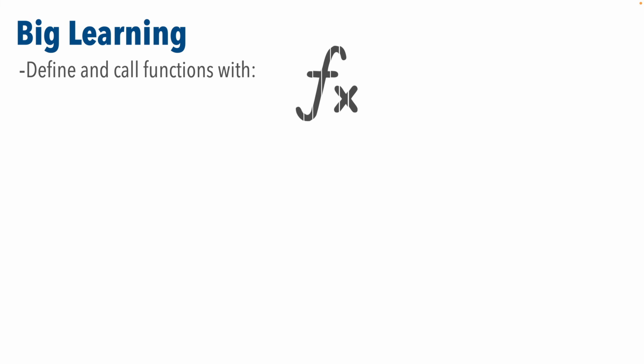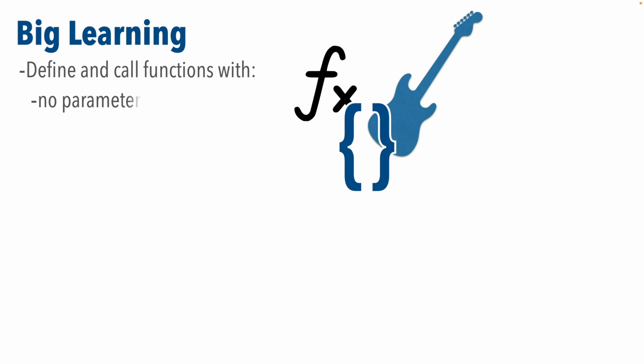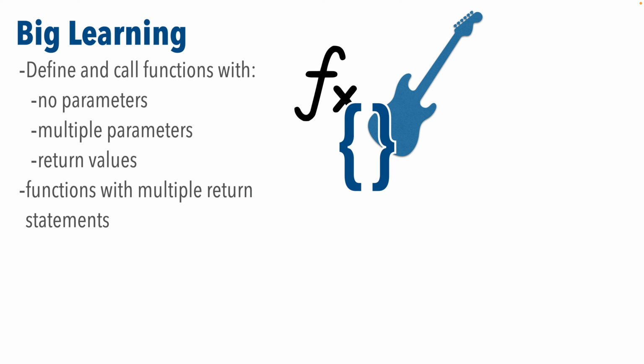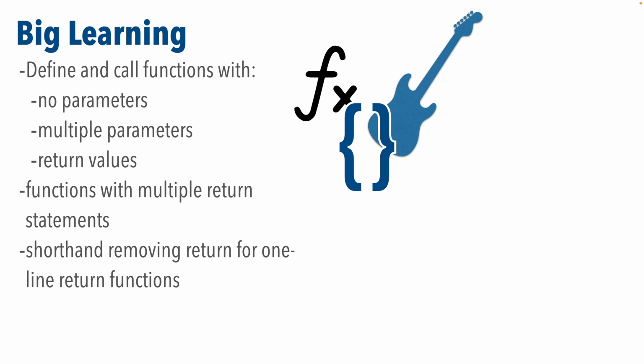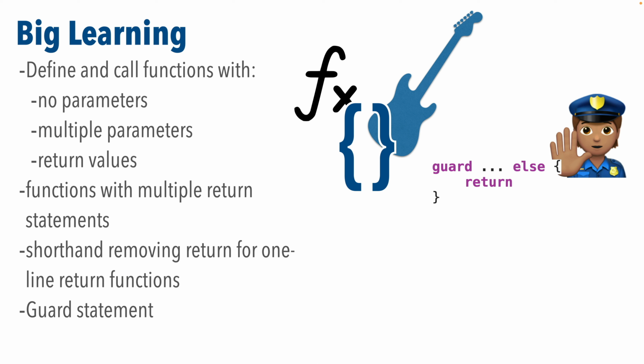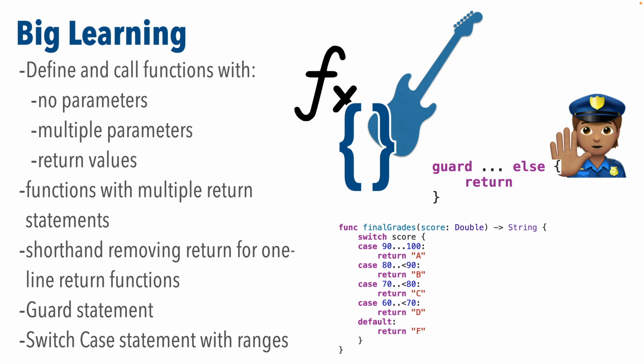So, after you funked out with big learning, we learned to define and call functions with no parameters, multiple parameters, and return values. We learned how to write functions with multiple return statements, and we learned the shorthand for removing return and one-line return functions. We also learned how to use the guard statement, and we used a switch case statement with ranges. In our next lesson, we'll apply some of this funky goodness in our You Are Awesome app.